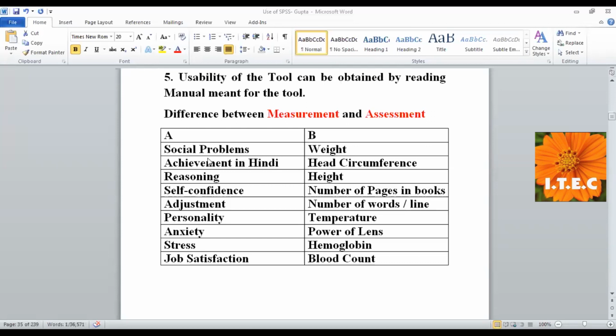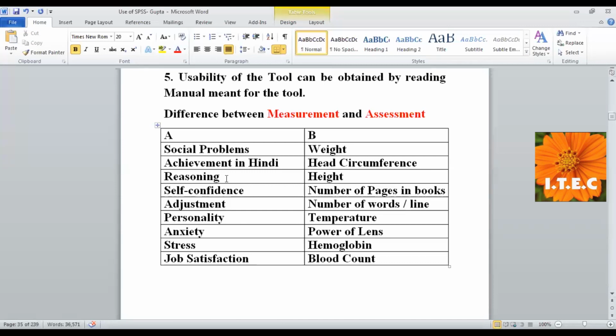Under A, you have the social problems. The information will be qualitative in nature, but can you find out the complete social problem of any person? The answer is no. Can you find out the complete achievement in Hindi of any person? The answer is no. And the information is quantitative here.